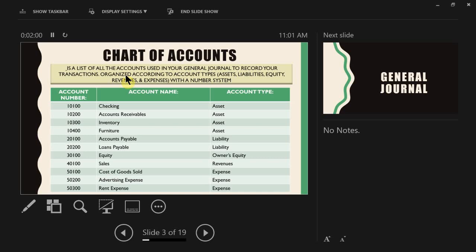Okay. So this is just a quick screenshot of what it would normally look like. Again, you have your account number, you have your account name, and you usually have your account type. In QuickBooks, it's going to actually look a little different from this, but also similar. But you definitely need to have your chart of accounts before starting anything, okay? And the main person that is in charge of this is the accountant, okay?